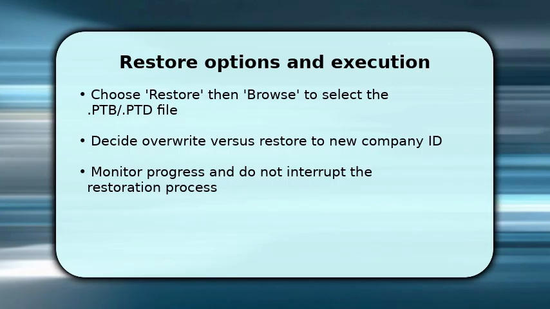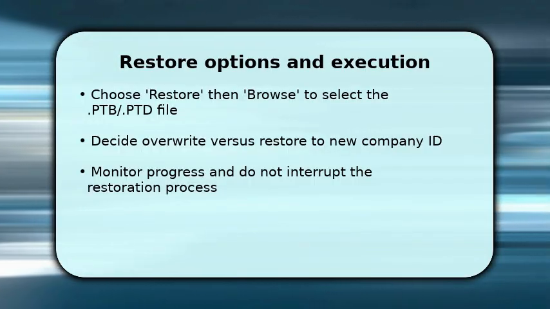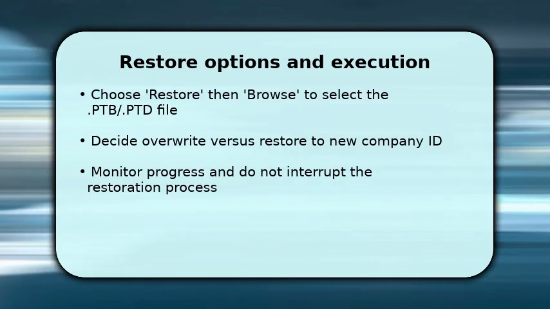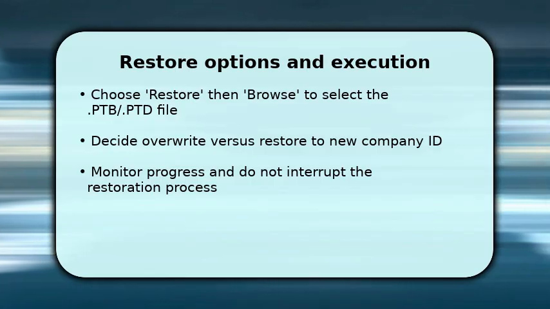Once you click Restore, Peachtree will validate file integrity and map accounts. This step explains why using the right version matters. Monitor the progress bar and avoid closing the program or shutting down the PC, while Peachtree writes entries and reindexes. Interruptions can corrupt the restored data.